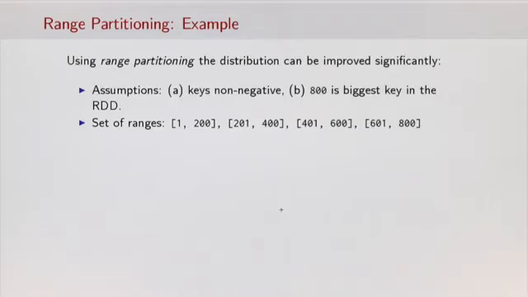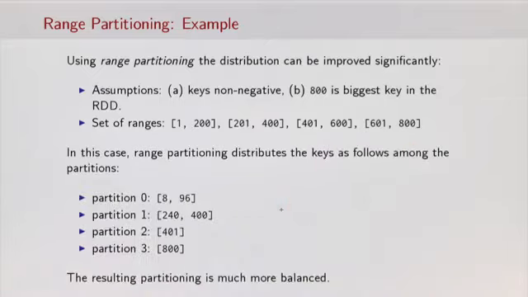So assuming that there are a set of ranges for 4 nodes, for example, customer IDs 1 to 200 on the first node, customer IDs 201 to 400 on the second node, customer IDs 401 to 600 on the third node, and customer IDs 601 to 800 on the fourth node, this would enable us to distribute the keys more evenly across our partitions.